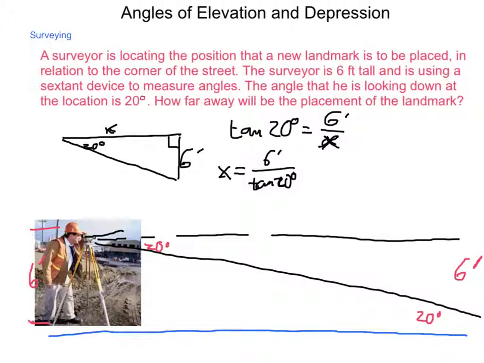And simplifying that, we will come out to x being approximately 16.48 feet, or rounding off, 16 and a half. So it's going to be about 16 and a half feet from the corner to the location of this landmark, a monument, a sign telling welcome to a park, something like that.